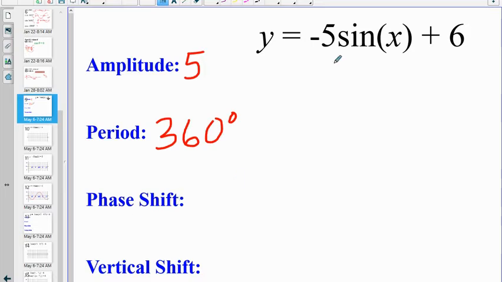Phase shift, here again, if I've got x plus something, x minus something inside the parentheses, that would be a phase shift, but there's nothing happening here. And then my vertical shift, if you want to just say 6, if you want to say plus 6, or if you want to say up 6, any one of those is going to be okay.